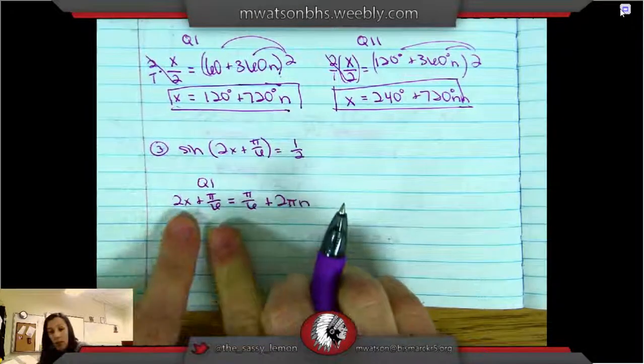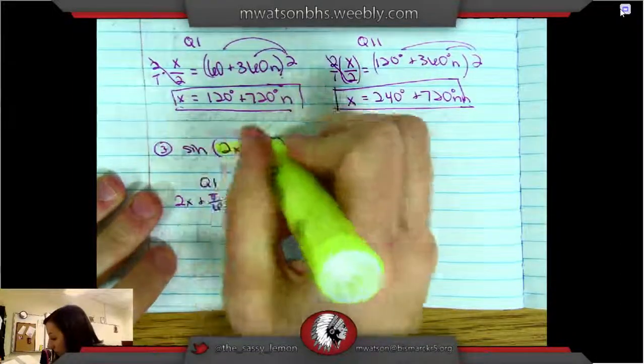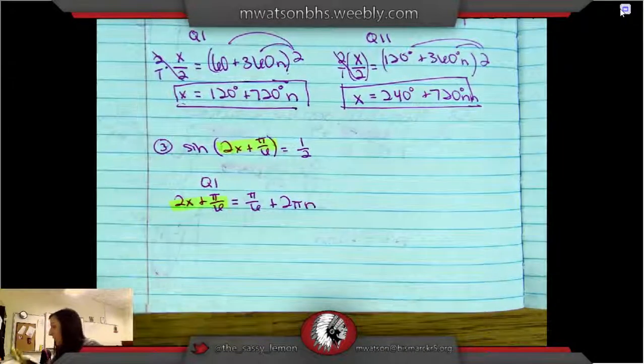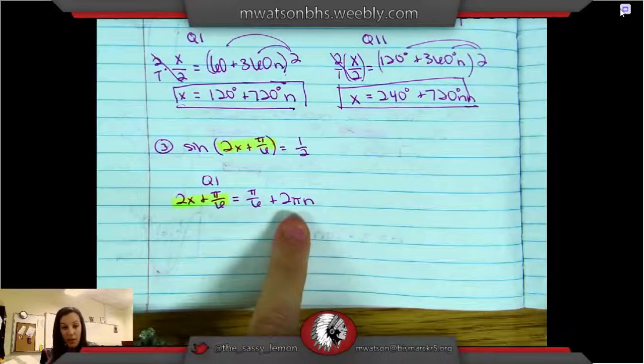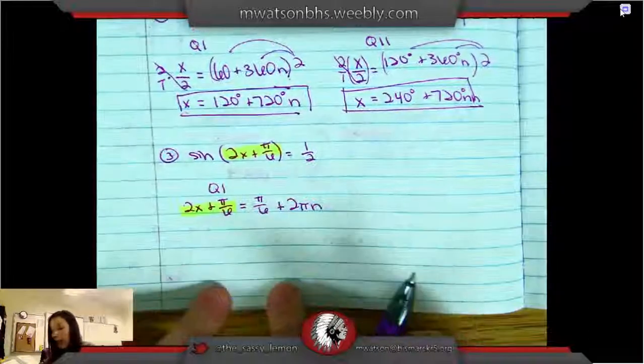So this is my argument. I'm just rewriting it, setting it equal to my answer, plus I'm taking care of all possible solutions. So at this point now, I've got to solve for x.